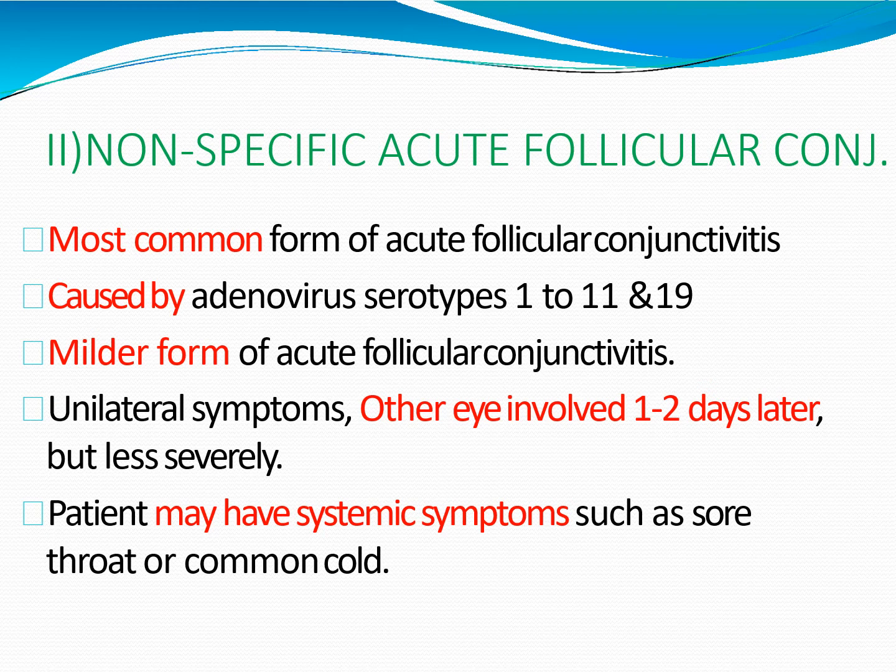Non-specific acute follicular conjunctivitis. The second presentation. Most common form of acute follicular conjunctivitis is this. It is caused by adenoviruses 1 to 11 and 19. Milder form of acute follicular conjunctivitis is this, and it causes unilateral symptoms. The other eye is involved 1 to 2 days later and very less severely. Patient may have systemic symptoms such as sore throat or common cold.